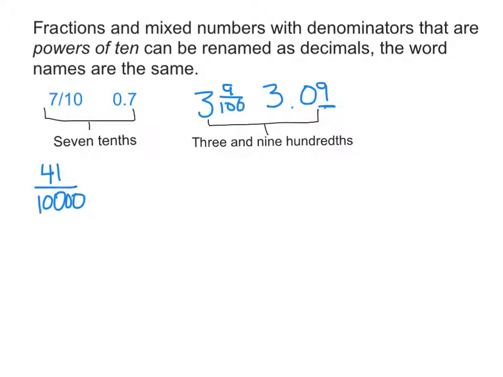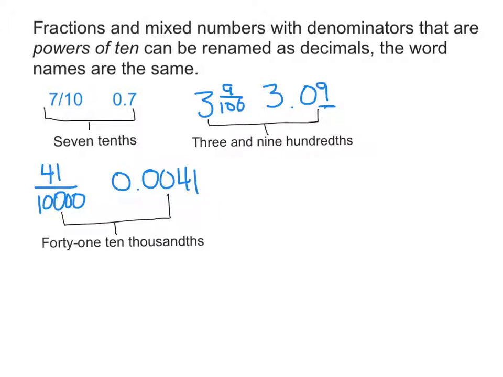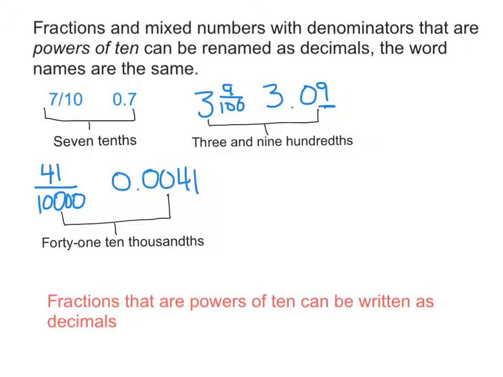Lastly, we have 41 10,000ths, and as we know, 10,000 is a power of 10, and so can be written as 0.0041, with the 41 being in the 10,000ths place. But either way that it's written, this number is 41 10,000ths. Whew, what a mouthful. Basically, what all of this is saying is fractions that are powers of 10, such as 7/10, 9/100, and 41 10,000ths, can be written as decimals. But you already knew that.